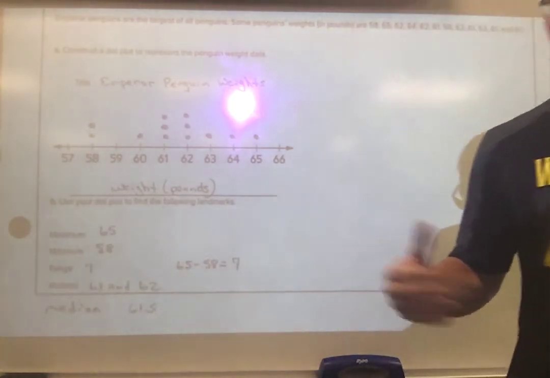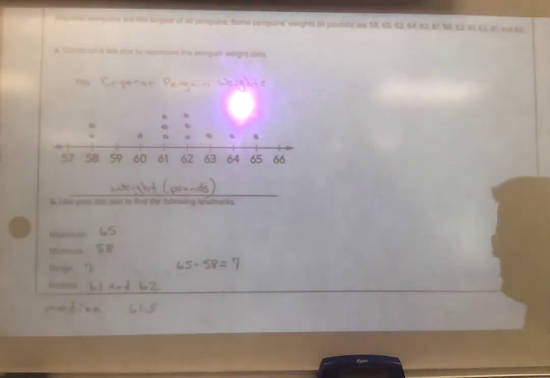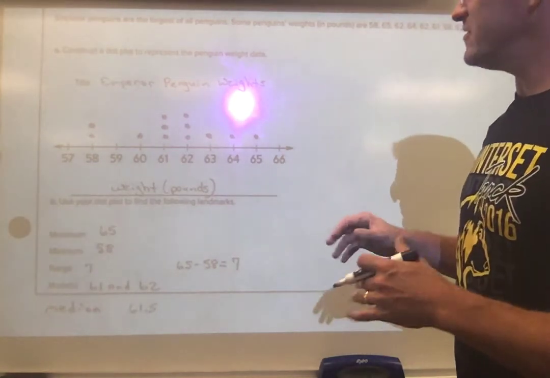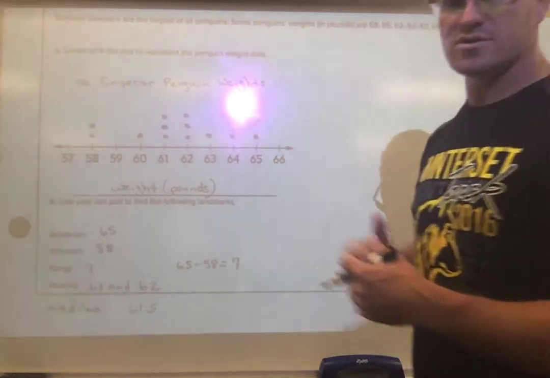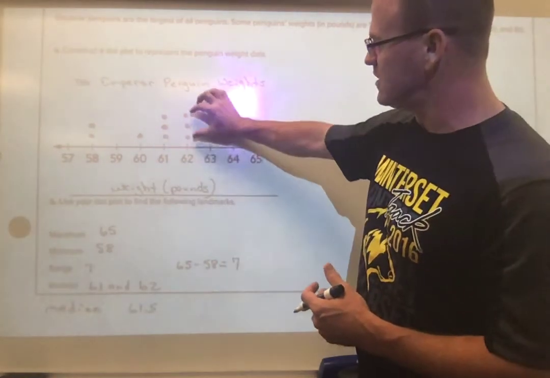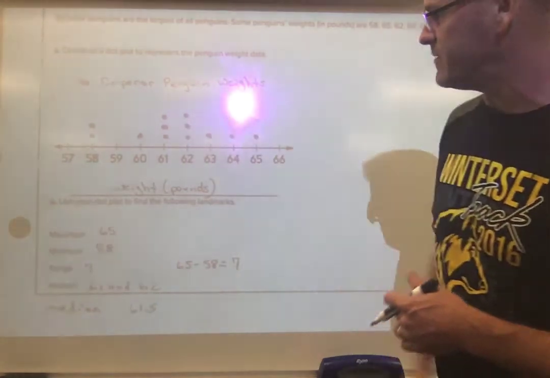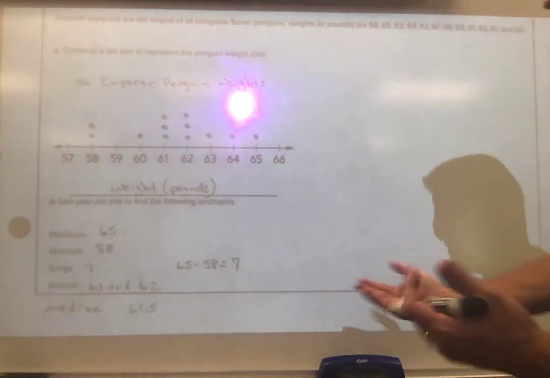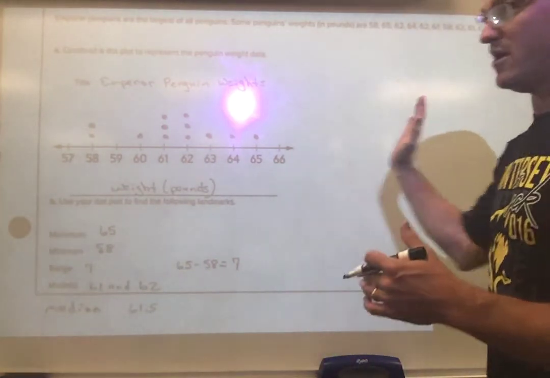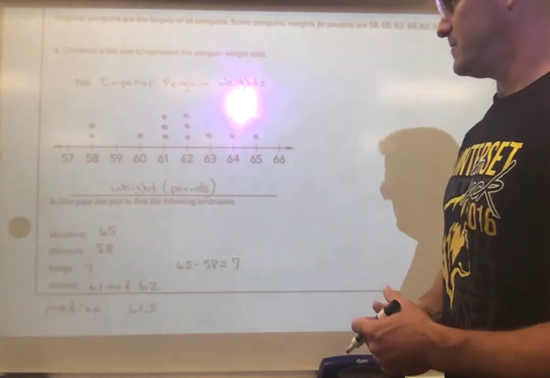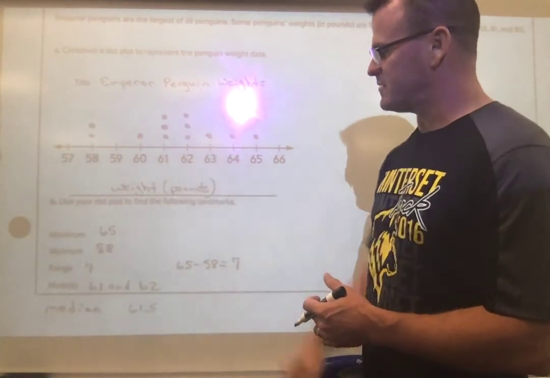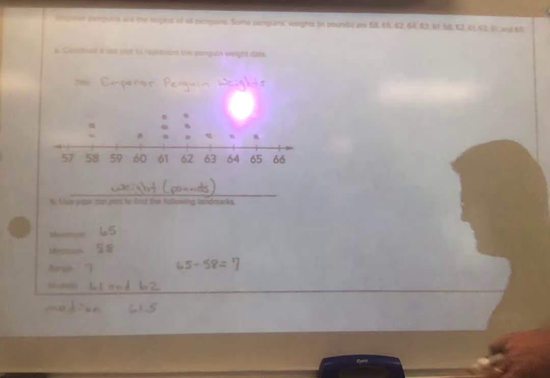Mode, most, we talk about which one shows up the most. And sometimes kids confuse that with the biggest. Mode, in this case, is which dots show up the most. Okay, what's the most common penguin weight? In this case, we see we have two of them. 3 penguins weighed 61 and 3 penguins weighed 62. So we actually have 2 modes, and that's perfectly fine. Sometimes you could have no modes. If they were all the same, there would be no mode. Okay, so that can vary a little bit, but in this case, we have 2 weights that showed up the most.